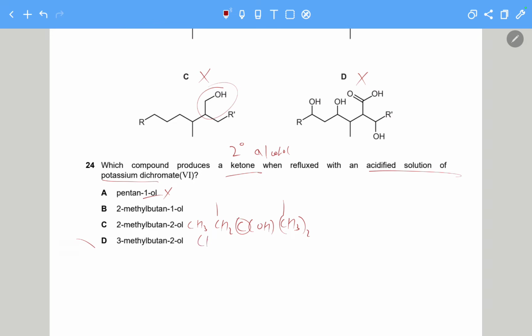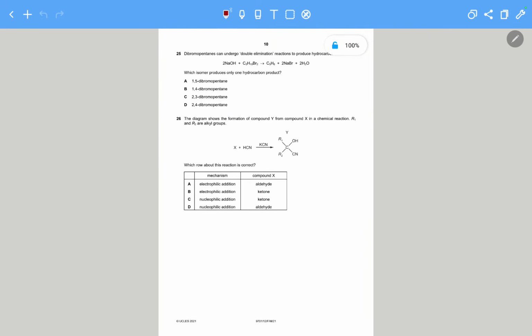3-methyl-butan-2-ol. Let's convince ourselves this is correct. So CH3 whole twice, CH, CH, OH, CH3. This carbon is bonded to this carbon and this carbon. So 2 other carbons, 2-degree alcohol, correct answer. Question 25.